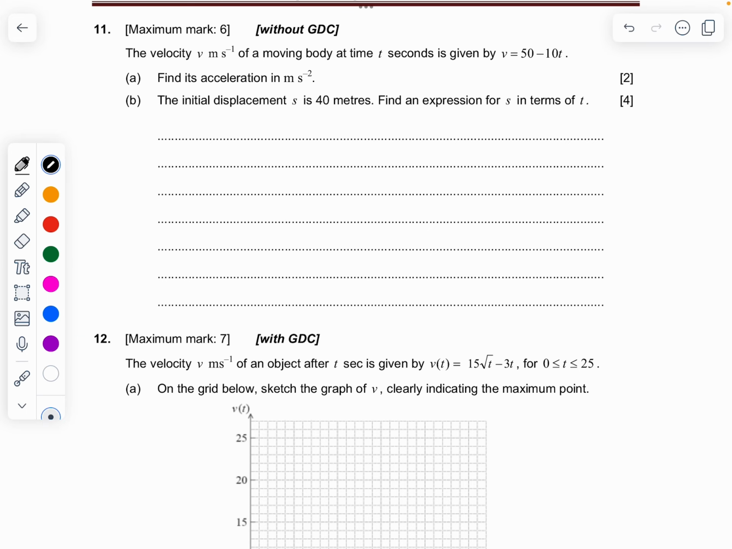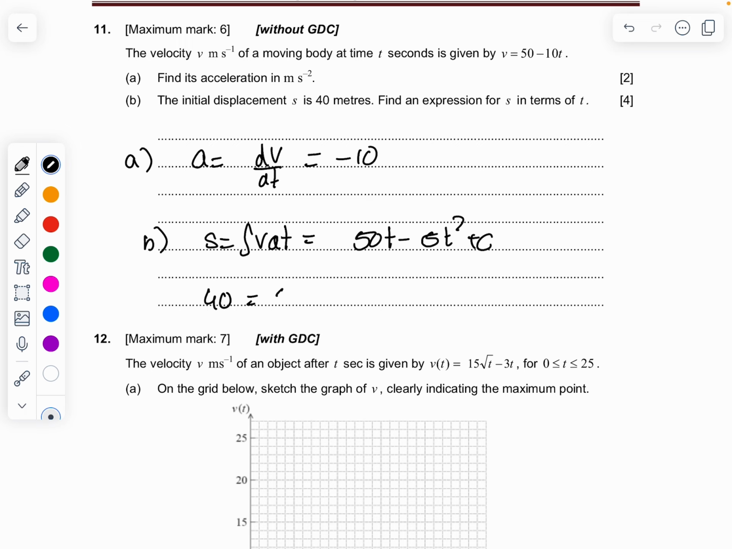Question number 11. The velocity of a moving body at time t seconds is given by v equals 50 minus 10t. Find the acceleration. So acceleration equals dv upon dt, which is minus 10. Find the initial displacement. s equals the integral of v dt, which is 50t minus 5t square plus c. So 40 equals 50 times 0 minus 5 times 0 square plus c. This gives me c value as 40. So s equals 50t minus 5t square plus 40.